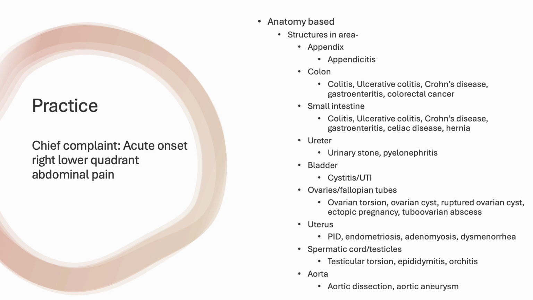Now, what's interesting about this is that even though we used an anatomy-based method to build this differential, you can see that there are several different organ systems that we used. We used the GI system, looking at the appendix, the colon, the small intestine. We looked at the GU system, looking at the ureter and the bladder, the GYN system, as well as the male GU system. We have diagnoses in the vascular system. And if you think about hernias or abdominal wall pain being musculoskeletal origin, you could add MSK as another organ system that we considered.